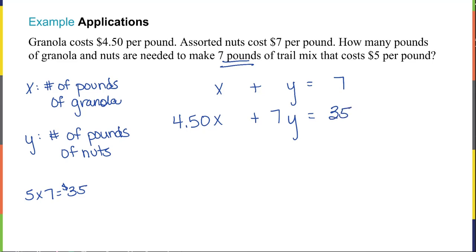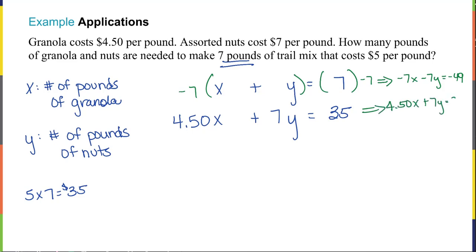Okay, so it's up to you how you want to solve. I think I'll just go ahead and use addition. Again, I'm going to multiply the whole bottom times -7. And I end up with -7x minus 7y equals -49. And on the bottom, we don't do anything to that equation. We have 4.5x plus 7y equals 35. So when we add these together, these 7's cancel. -7 plus 4.5 is -2.5x. Equals -49 plus 35 is -14.